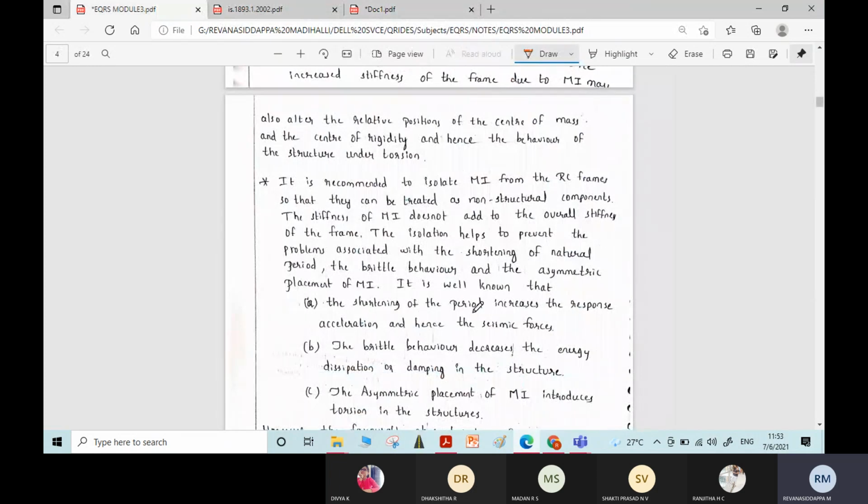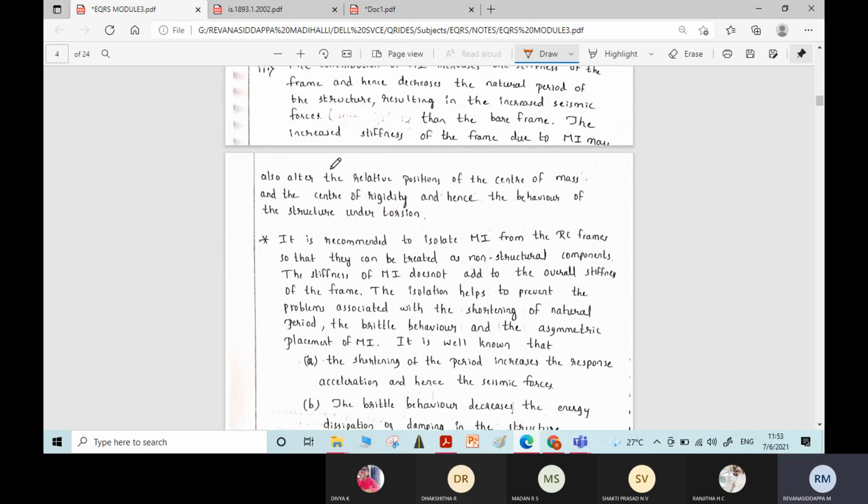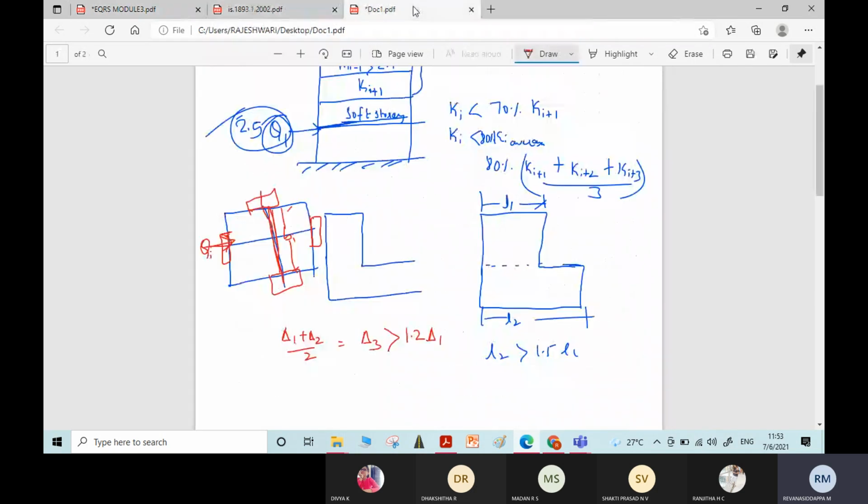The shortening of the time period increases the response acceleration and enhances seismic forces. I already explained how this shortening of the time period takes place. Then one more disadvantage is the brittle behavior of the masonry, which decreases energy dissipation and damping by the structure. This masonry is not reinforced actually. It can handle a large amount of compressive forces.